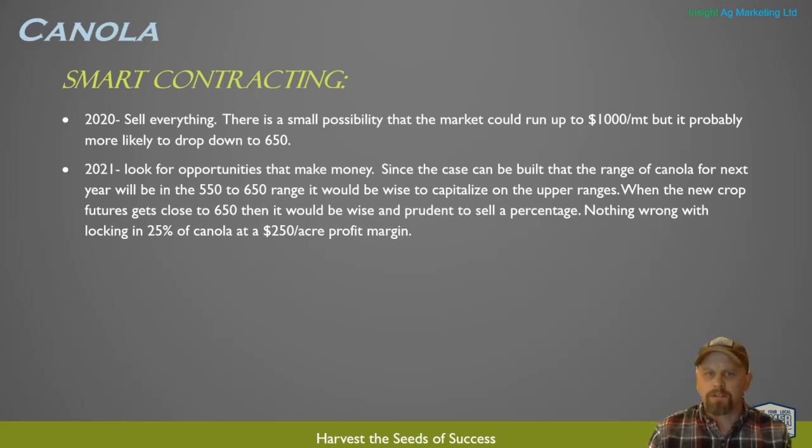We want to look for opportunities to lock in profitability, of course, right? And since the case can be built that the range of canola over the next year or so, maybe 2, depending on production, of course, will be that 550 to 650 range, it would be wise to capitalize on these upper ranges. So when we see the new crop prices rally up to that 650 range, it would be wise and prudent just to sell some percentage, right? Remember, there's nothing wrong with locking in 25% of your canola production. And if you're making like $250 an acre, pure profit margin, that's a pretty good return on your investment. So nothing wrong with that. Consider that and just make some money on it, right?